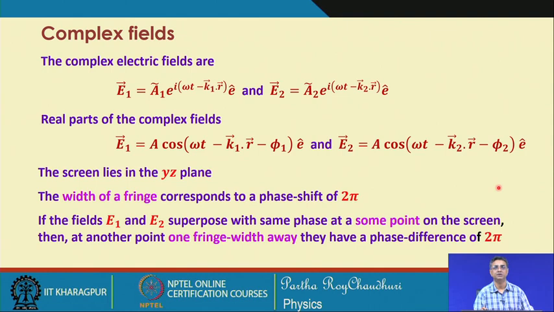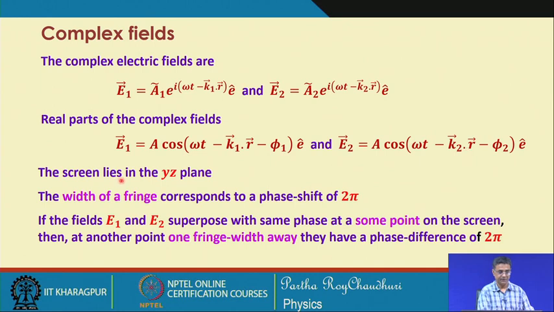So, let us try to do this with some alternative way of writing the electric field. Let us write the complex electric field as E 1 complex amplitude A 1 e to the power of i omega t minus k 1 dot r. This is for the wave with propagation vector k 1, and this is for the wave which is having a propagation vector k 2, and then the real part of each of the complex electric fields can be written as A cosine omega t with an initial phase, and here also the real part of the wave can be written with an initial phase phi 2.